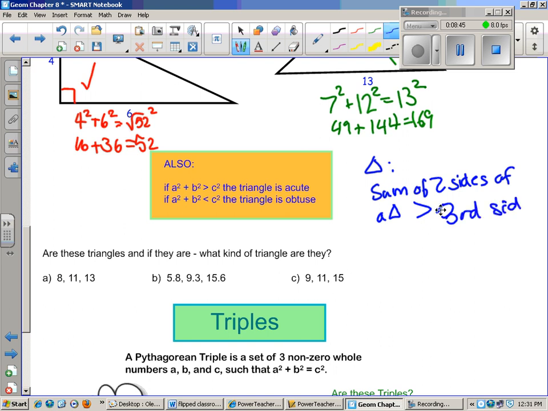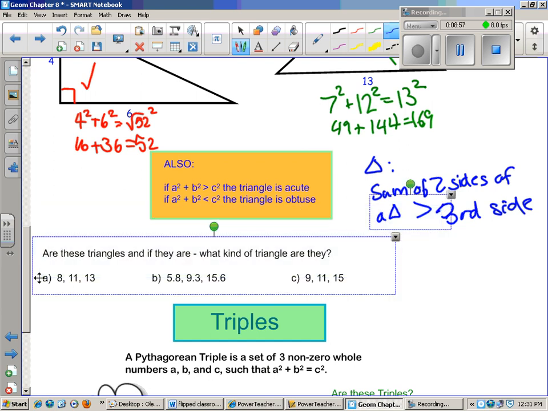Okay, which means, for example, the sum of any two sides has to be greater than the third side. To check to see if this is even a triangle, we add these two. So 11 plus 8 is 19. Is 19 greater than 13? Yeah, so that works. Then 13 plus 11 is 24. Is that greater than 8? So that works. And then 8 plus 13 is 21, and that's greater than 11, so that works. So the sum of any two sides is greater than the third side. So this is a triangle.